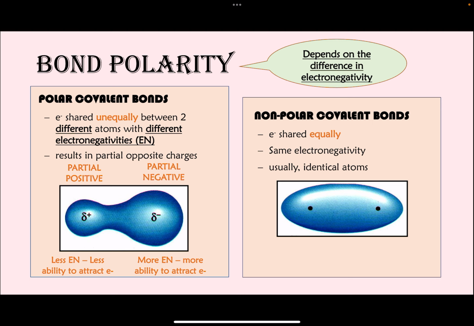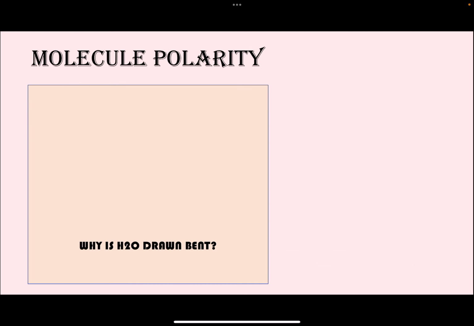Please pay specific attention to what the question is asking. Is the question asking for the bond polarity, or is the question asking for the molecule polarity? If it's asking for the bond polarity, you look at the difference in electronegativity. If it's asking for the molecule polarity, then we look at the shape or the geometry of the molecule. And what we are looking at is whether we have a symmetric molecule or an asymmetric molecule.